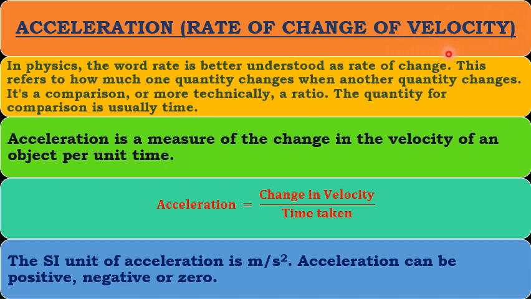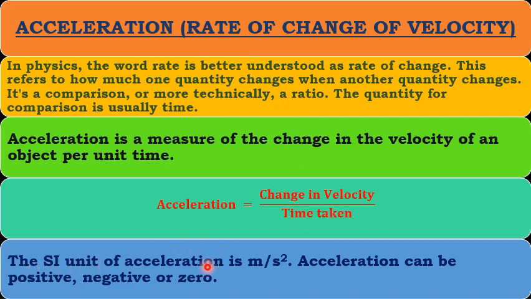So when will velocity change? Velocity will change when there is a change in the magnitude of the speed or the direction or both. When this velocity is itself going to change, then we talk about acceleration. So acceleration is the rate of change of velocity. Wherever you have the word rate, you will be writing the time taken in the denominator. So the change of velocity will go to the numerator, and the time taken will go to the denominator.